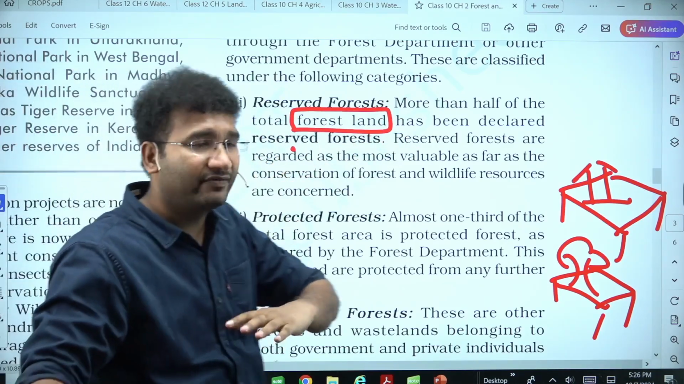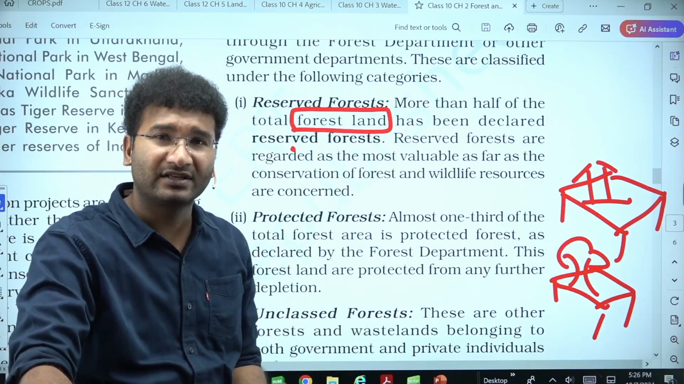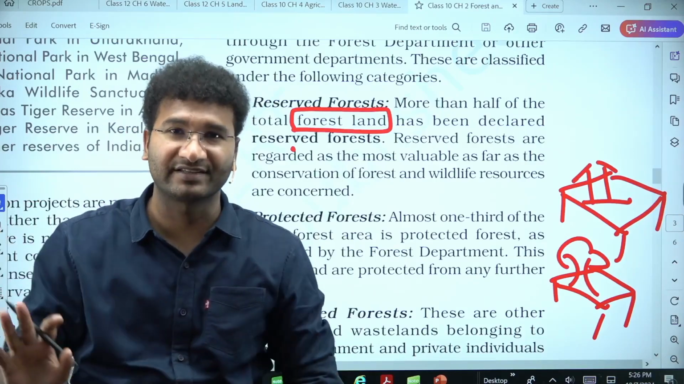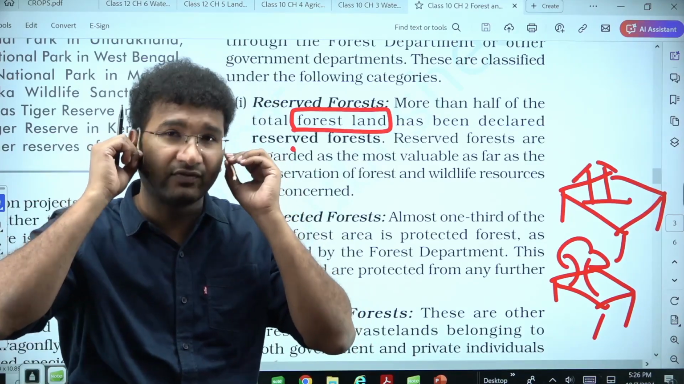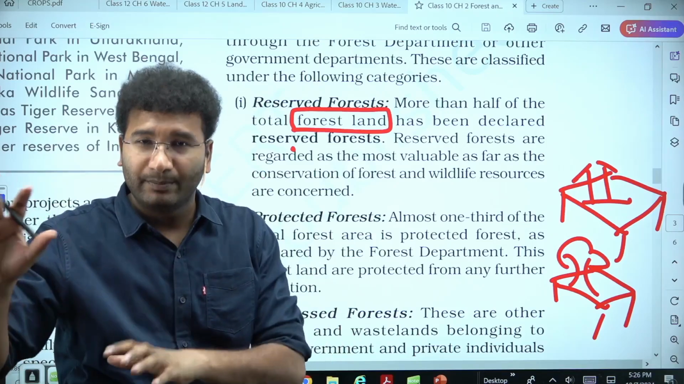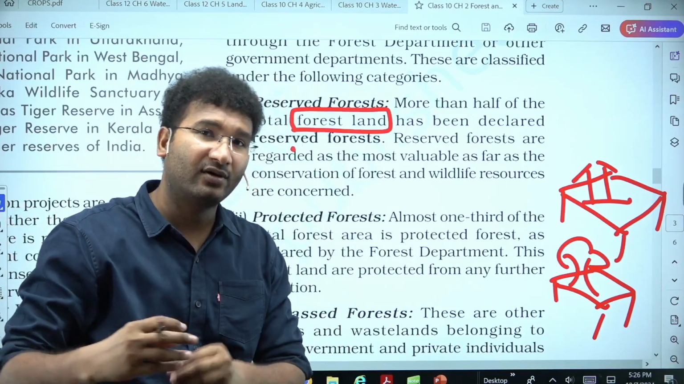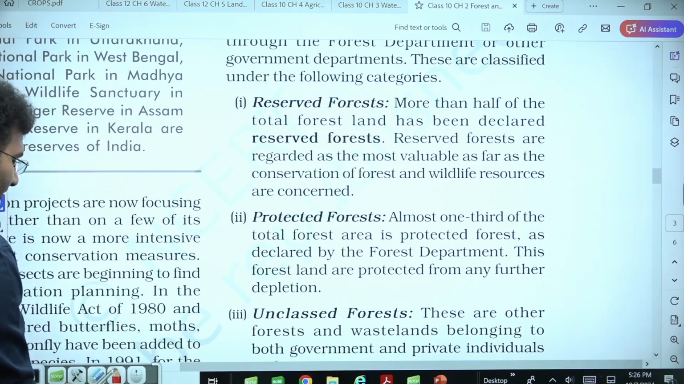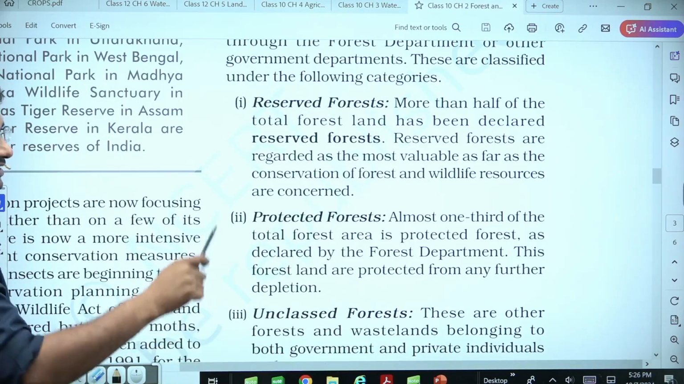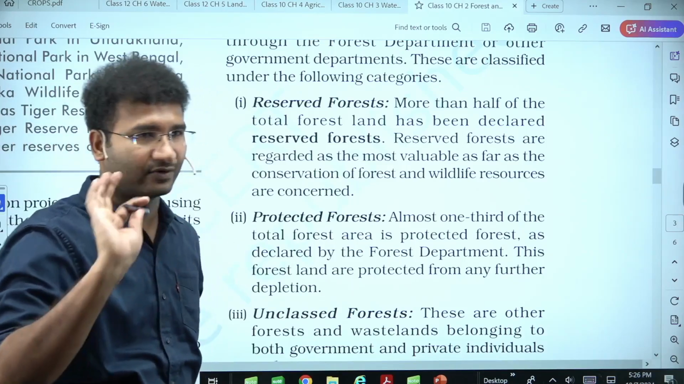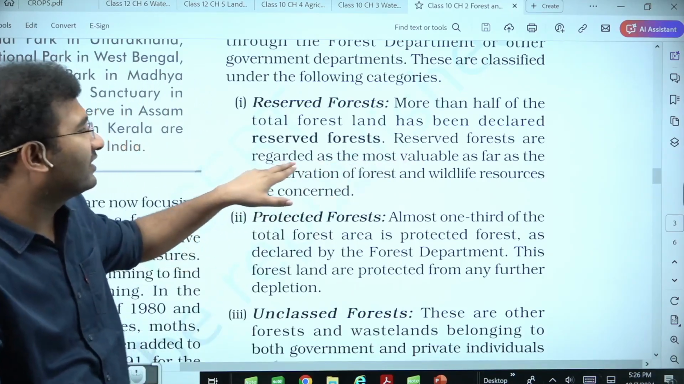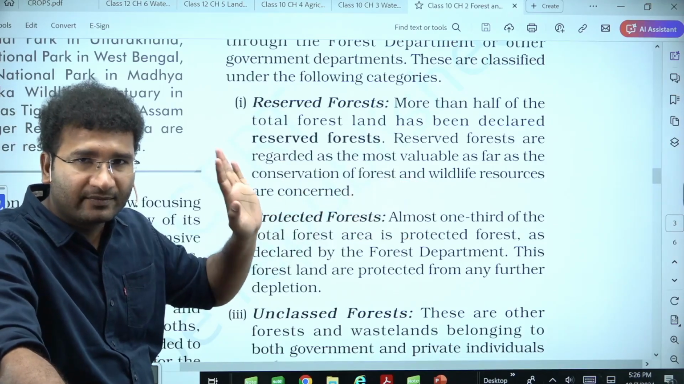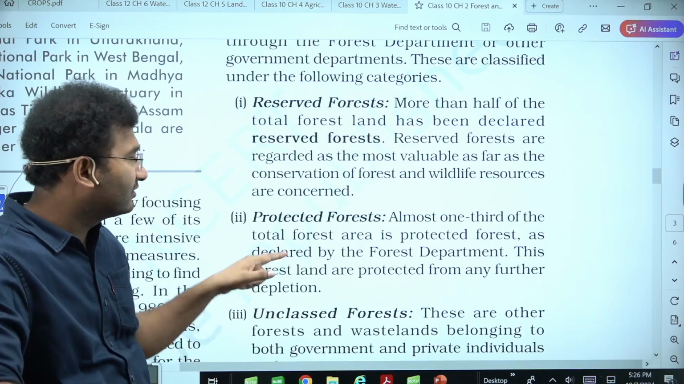Right? If a particular area is declared a reserved forest, it is reserved for creating a forest, or there could have been a forest. Either there could have been a forest, or they might create a forest in that area. So reserved forest, irrespective of the presence of the forest there, you can still declare that forest land as reserved forest, right? Reserved forests are regarded as the most valuable as far as the conservation of wildlife and wildlife resources is concerned, right? Come to the second category of the forest, that is your protected forest.